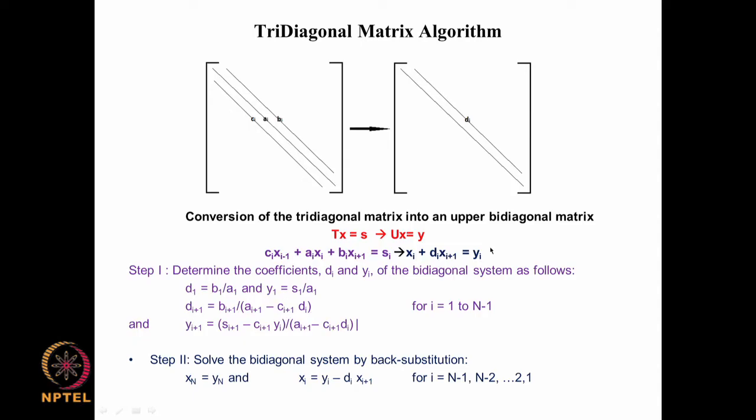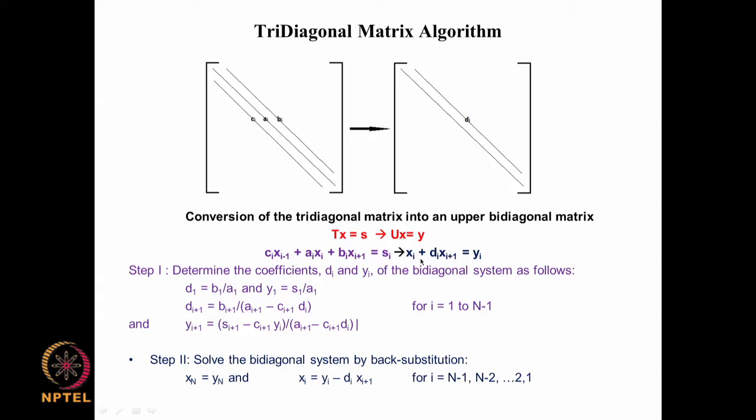Similarly yi plus 1, which is on the right hand side of this transformed equation, is si plus 1, all the coefficients are known here, minus ci plus 1, which is also known, times yi, which you have just calculated, and then you have this, which is all known. So again, from known values of y1, which is s1 by a1, and d1, you can calculate d2 here and y2 here, and then move on to d3 y3, d4 y4, all the way up to dn yn.